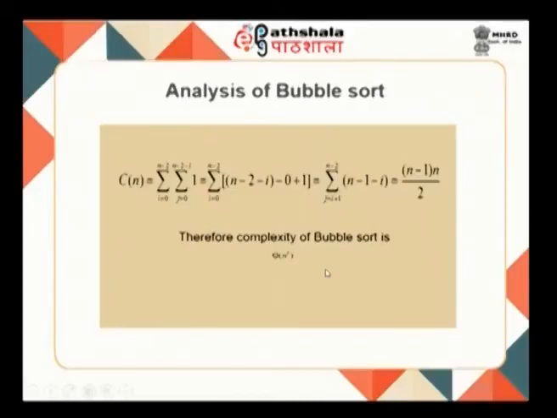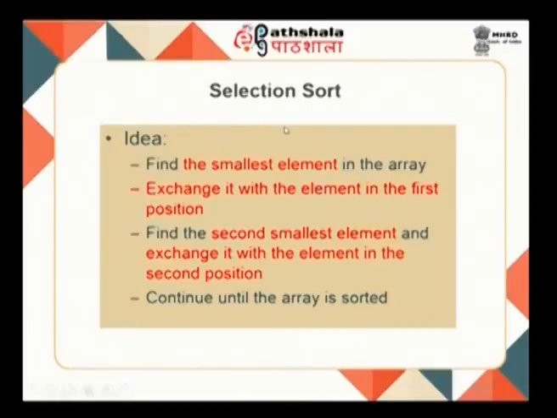In other words, the best case, worst case, average case, no matter how the input is, we have to carry out this comparison. Therefore, the complexity of this bubble sort comes down to theta of n square. This is what the bubble sort is all about.